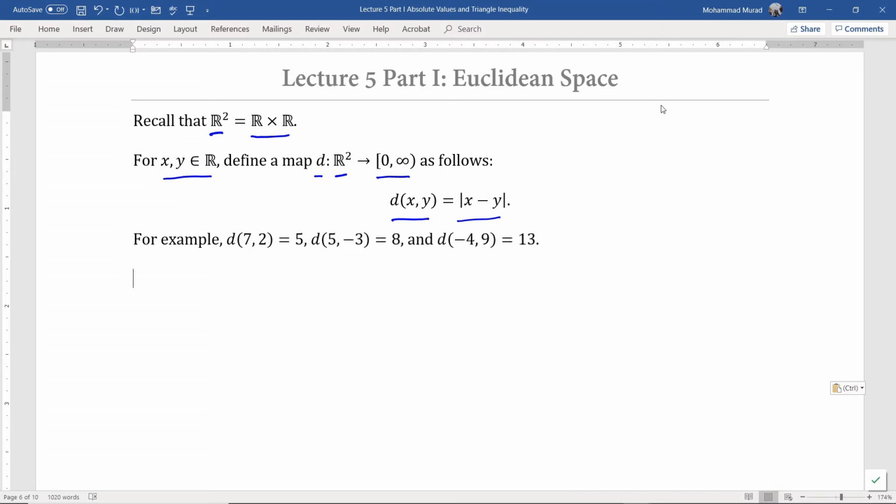For example, D of 7 comma 2 is the absolute value of 7 minus 2, which is 5. D of 5 comma negative 3 is the absolute value of 5 minus negative 3, which is positive 8. And D of negative 4 comma 9 is 13.